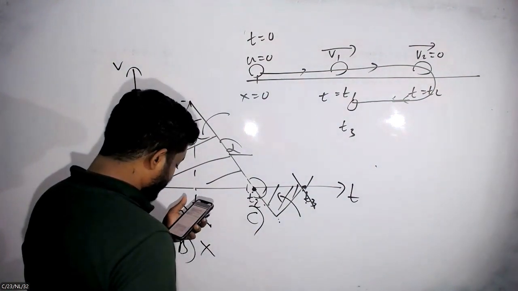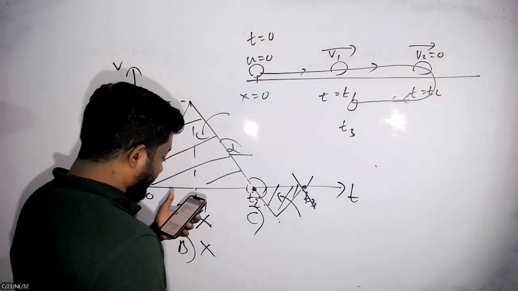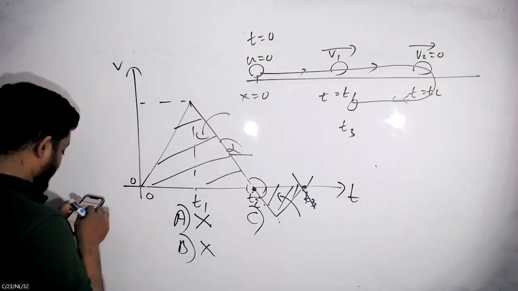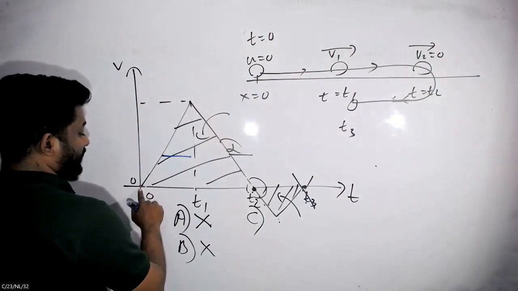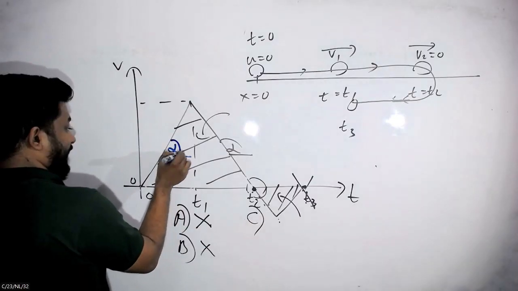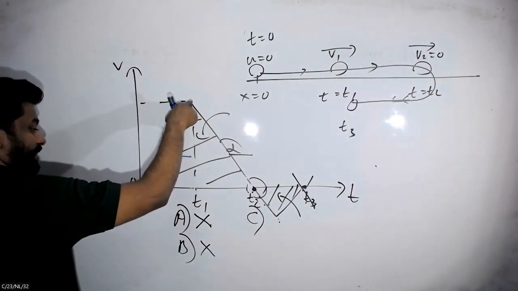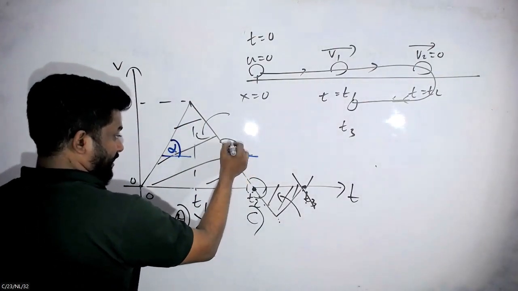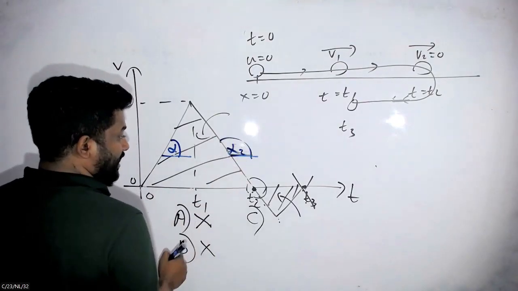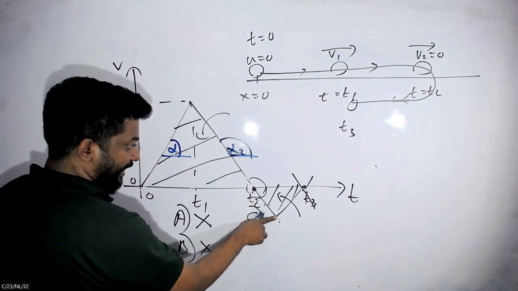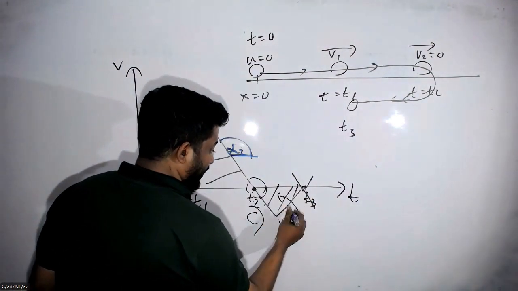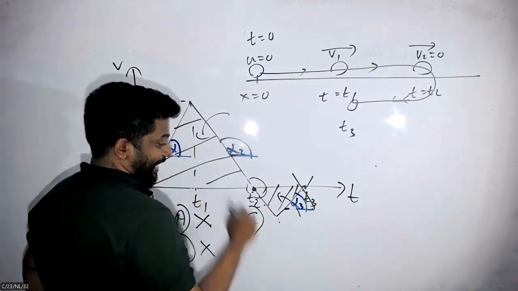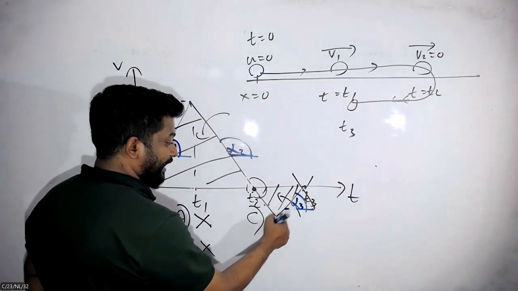Statement C. The particle accelerates only during the time interval from t equals 0 to t equals t1. Here you can observe that from t equals 0 to t equals t1, this angle is an acute angle. Therefore, this object should accelerate. This angle is an obtuse angle. Therefore, from here to here, object should decelerate. From here to here, you can observe that again, this alpha 3 angle is an acute angle. Therefore, object should accelerate from here to here.